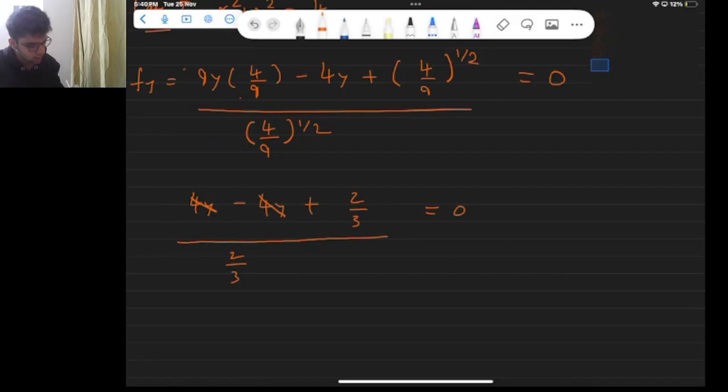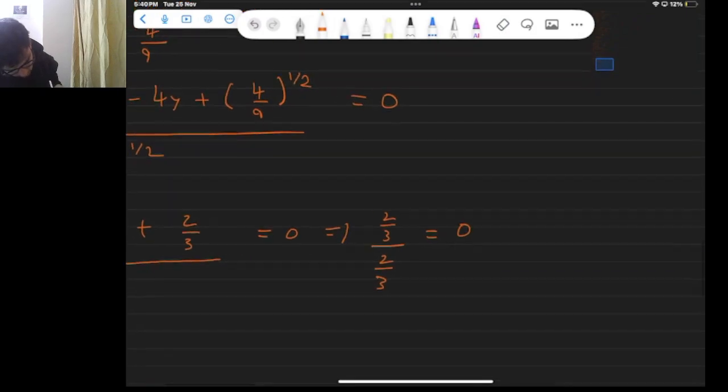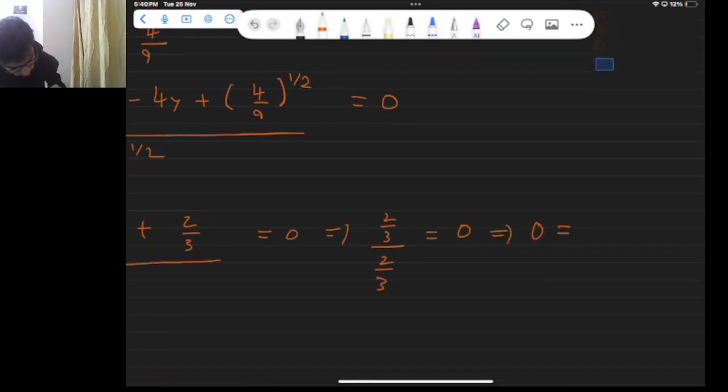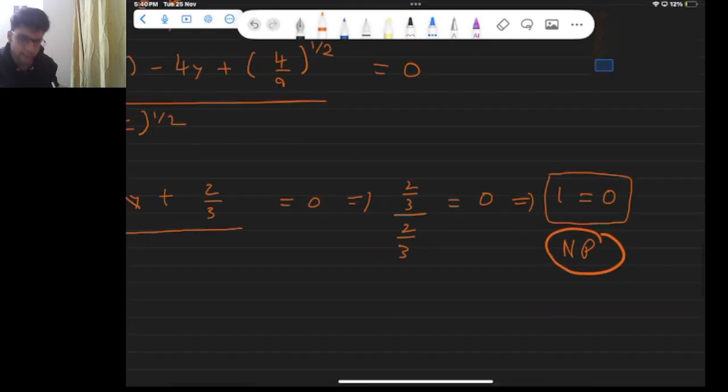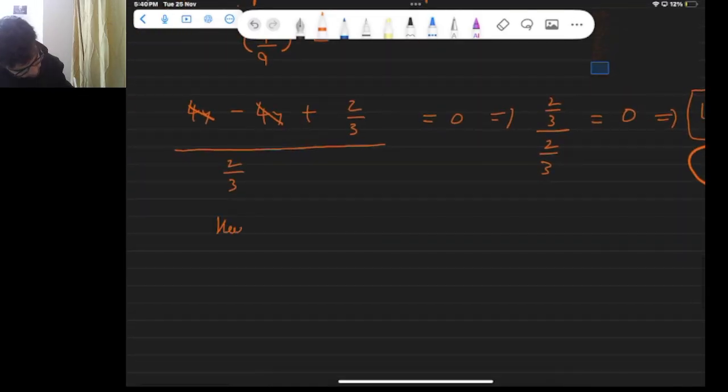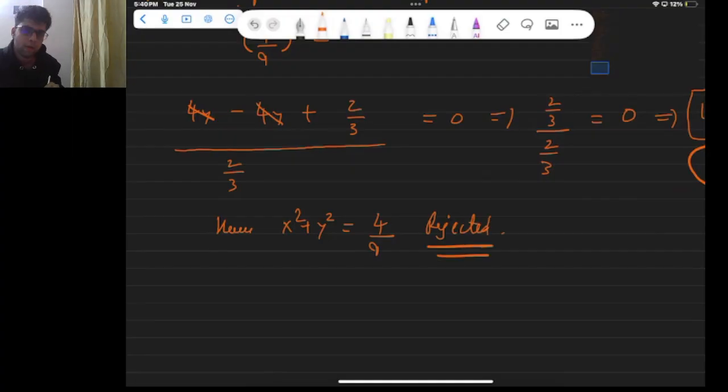4y and 4y go away, so I'll be left with 1, and this should be equal to 0, so this implies that 2 by 3 upon 2 by 3 is equal to 0, which implies that 1 is equal to 0, but this is not possible. Hence x square plus y square is equal to 4 by 9 is rejected. We are rejecting this case because 1 cannot be equal to 0.